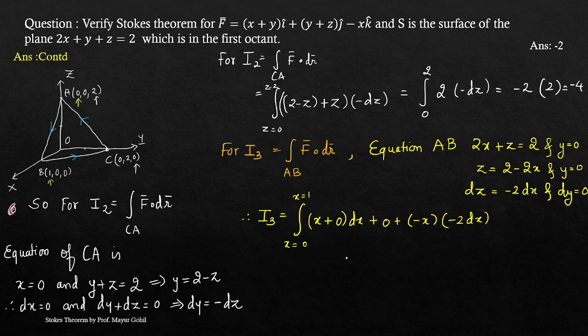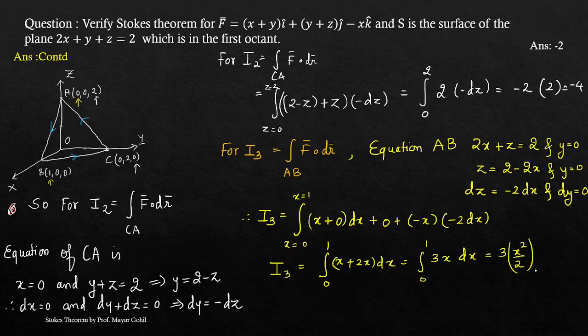So here we will have I3 equal to the integral from 0 to 1 of x plus 2x dx, and this is 3x, right? So when we integrate this, we will get 3x square by 2 from 0 to 1 and the answer is 3 by 2. So our final answer for the LHS that we were solving will be I1 plus I2 plus I3. Our I1 answer that we got was half. I2 answer we have already seen, it is minus 4.